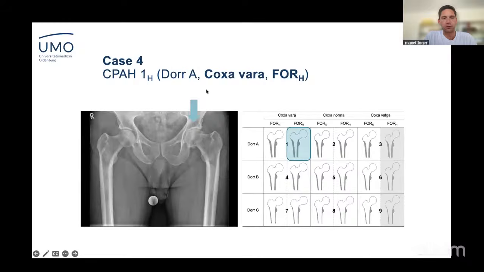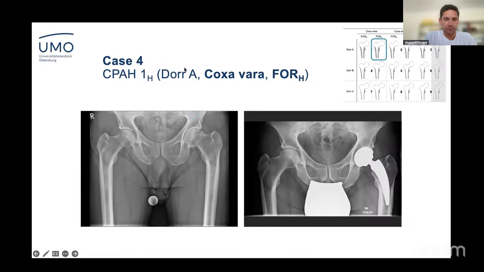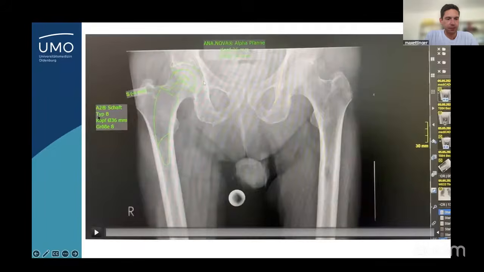The last one, really tough as well, is a CPAH 1H. So it's a door A, really hard to anchor for the stem, a coxa vara with a high femoral offset. And in those cases, you are able to play around with the neck cut once again. You do a really lateral cut back here in order to reconstruct the anatomy. I will show you how that works practically in a video that I made for you.